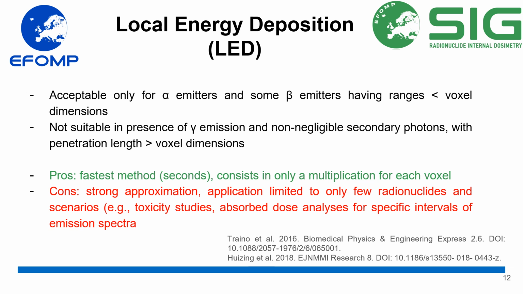Local energy deposition is acceptable only for alpha emitters and some beta emitters with ranges shorter than the voxel dimensions. It is clearly not suitable in presence of significant gamma emission and secondary photon emission, with penetration lengths larger than the voxel dimensions. The main pro of local energy deposition is the extreme fastness, since it consists in a simple multiplication. The con is that it is based on a very strong approximation, limited to few radionuclides and scenarios.